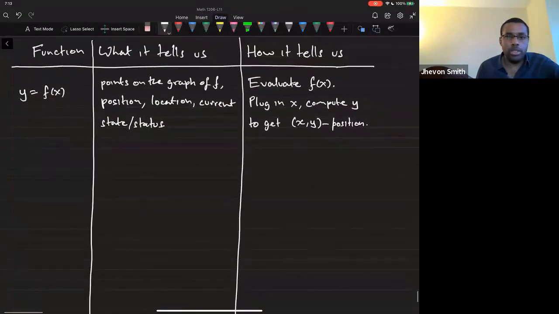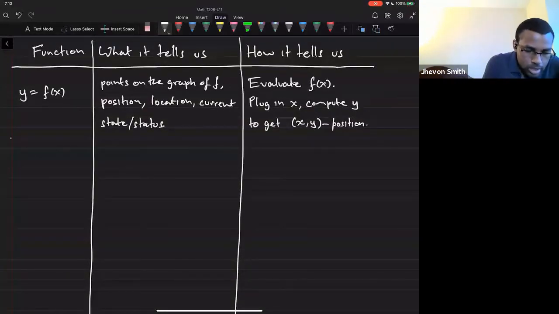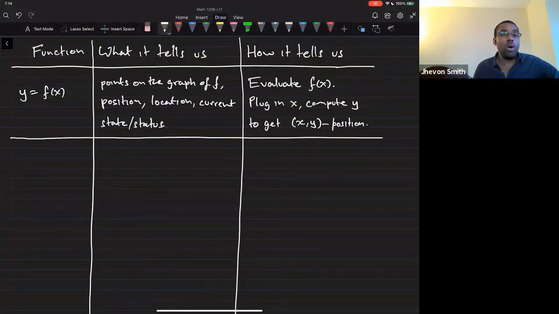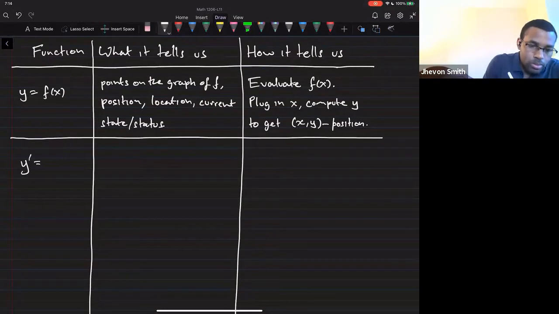Okay, so that's pretty much, yeah, that's algebra, pre-calc, right? So that's nothing different there, nothing new there really. So that's what the first kind of function can tell you. However, we can take derivatives now. So another kind of function is y prime equals, or let me write the Leibniz version, dy/dx. This is f prime of x.